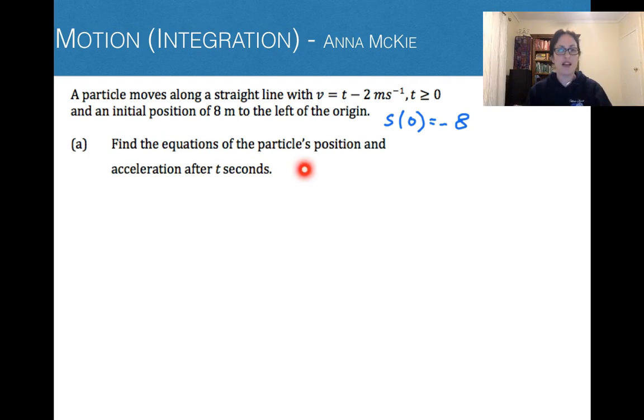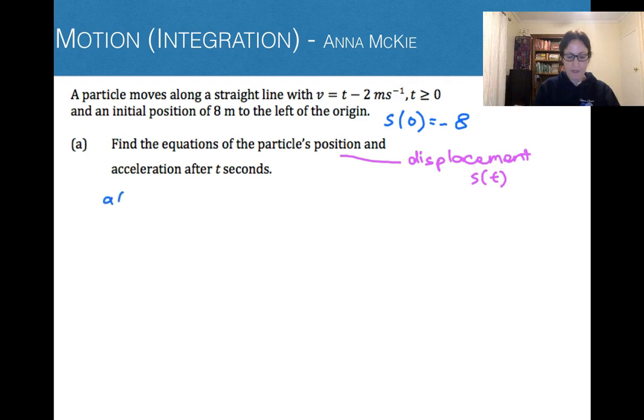The first part we're being asked is to find the equations of the particle's position and acceleration after t seconds. It might be handy to write down somewhere that position refers to displacement, in case you get stuck at any point, and that is the s function. Let's do acceleration first because it's going to be slightly easier. Our acceleration function is the derivative of the velocity function. So if v of t is equal to t take 2, differentiating that, we end up with just 1. It's 1 meter per second squared.